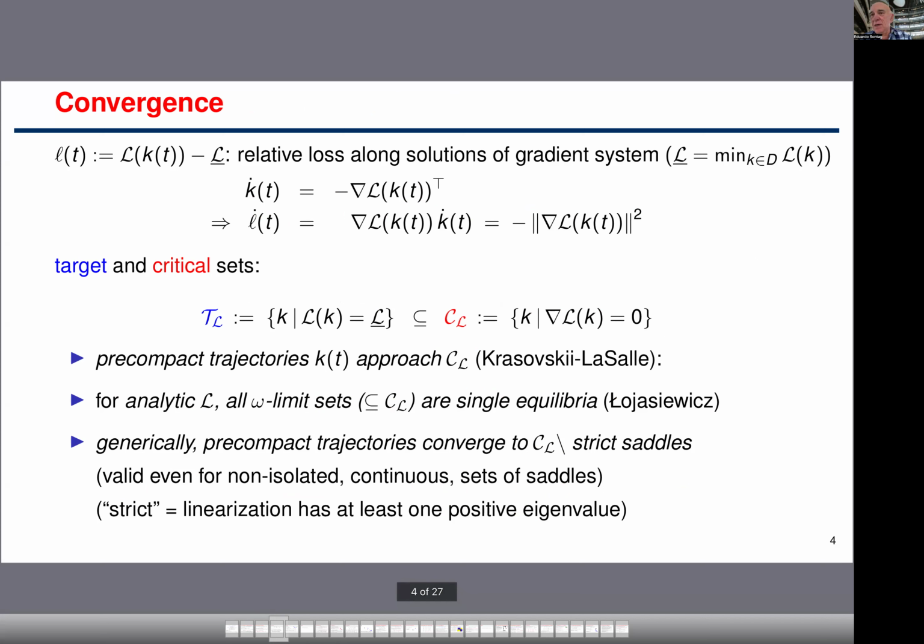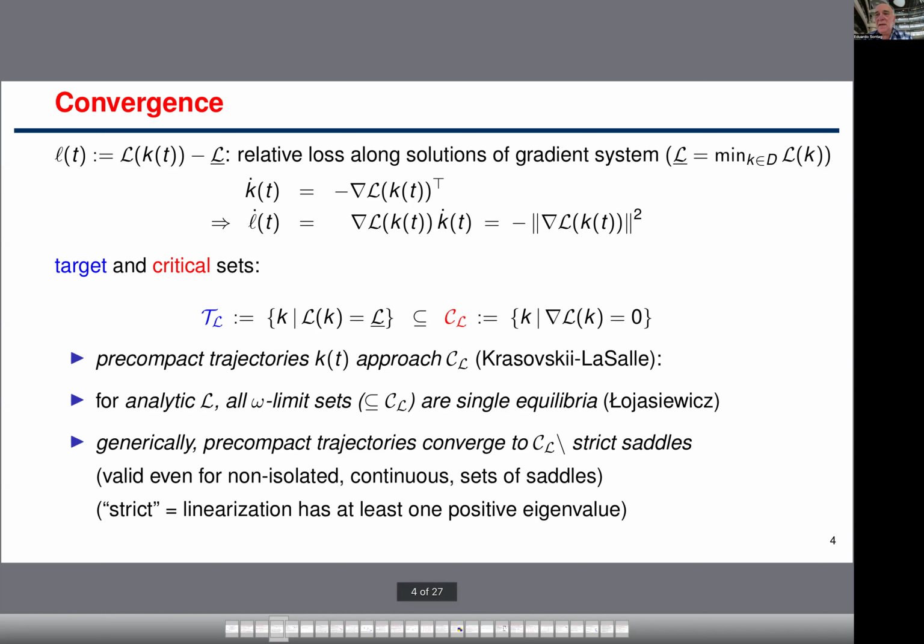Then because k dot is negative gradient, L dot is going to be the partial of L with respect to k, that is to say the gradient of L times k dot. K dot is negative gradient. There are some transposes in there because I'm taking gradients to be row vectors. In any case, L dot is going to be negative the gradient squared. And clearly that's non-negative. So the relative loss always decreases.